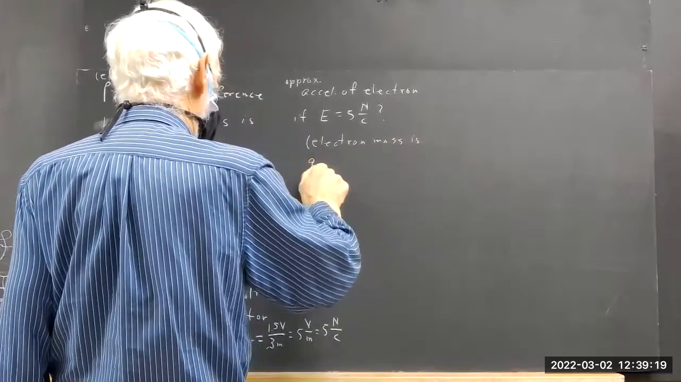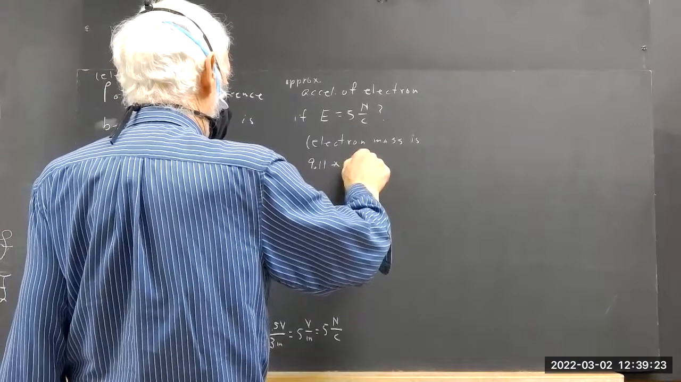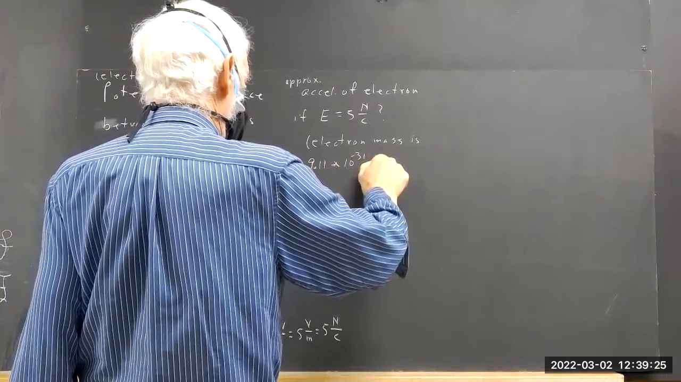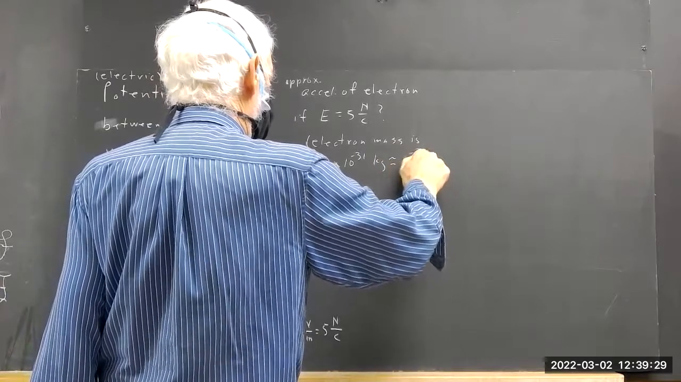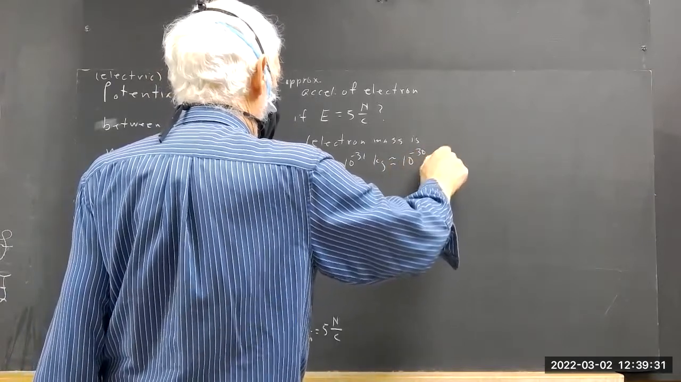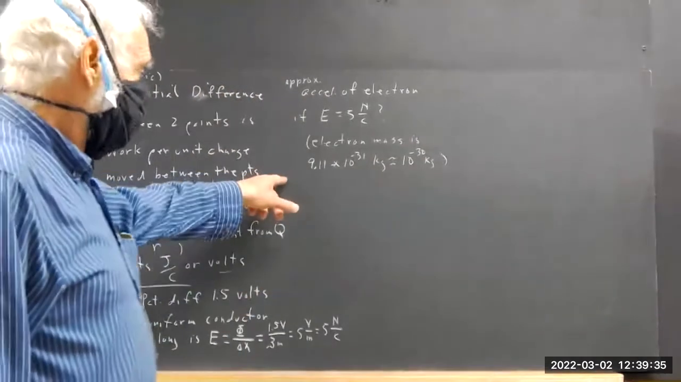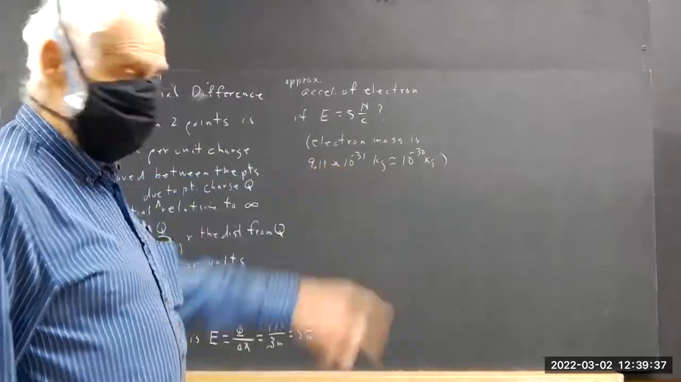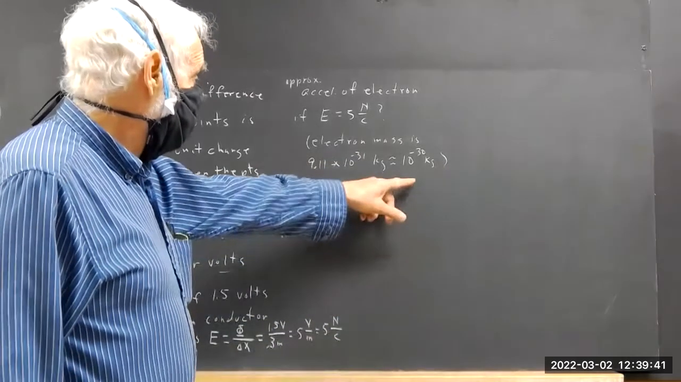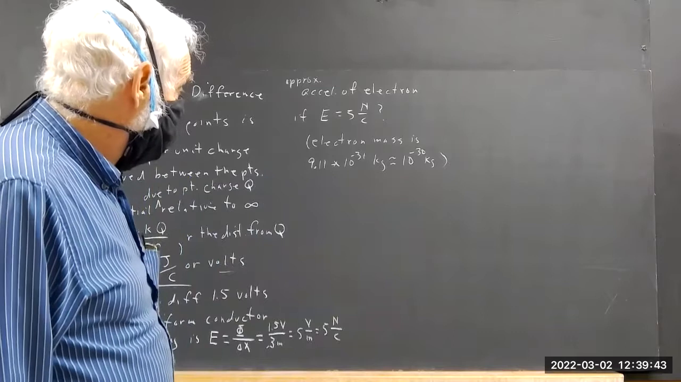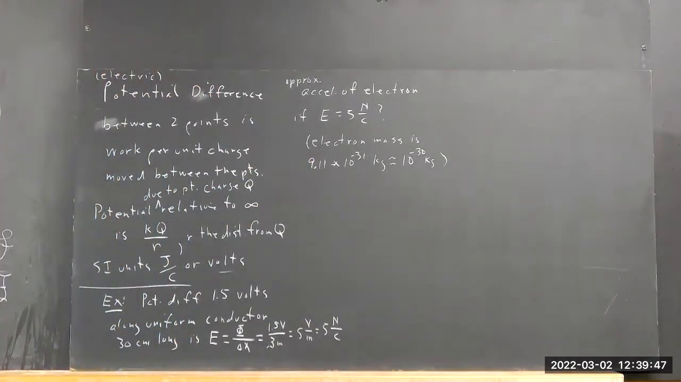Electron mass is 9.11 times 10 to the negative 31st kilogram, which is approximately then 10 to the negative 30th kilogram, because 9 is close to 10. 10 times 10 to the negative 31st is 10 to the negative 30th. So just using this approximation, how are you going to get the acceleration of the electron?